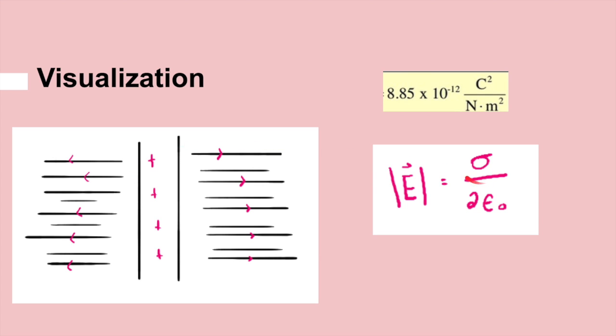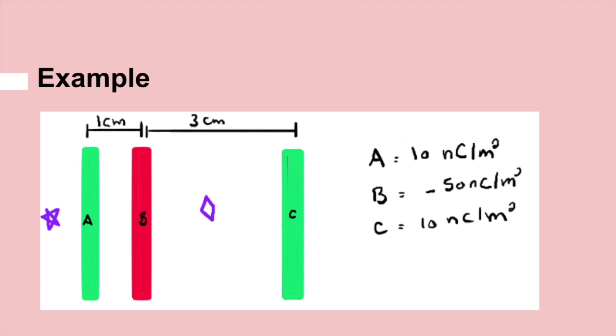And we're going to divide sigma by 2 epsilon naught, where epsilon naught is the permittivity of free space, but what you really need to know is its value, which is 8.85 times 10 to the minus 12 coulomb squared per Newton meter squared. Now, why do we need to know this and how do we use it?